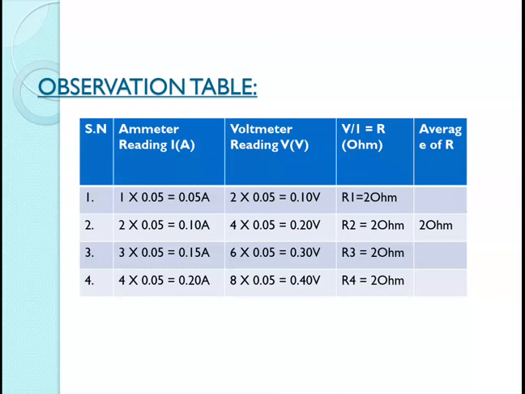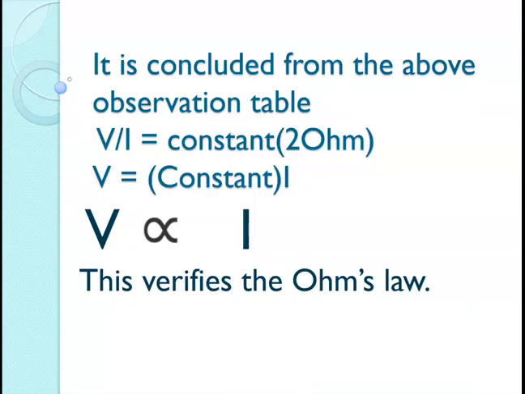Similarly, we take the readings of the second, third and fourth observations. In each case we get the value of resistance: R1, R2, R3 and R4 are 2 ohm. So the average value of the resistance R is 2 ohm.